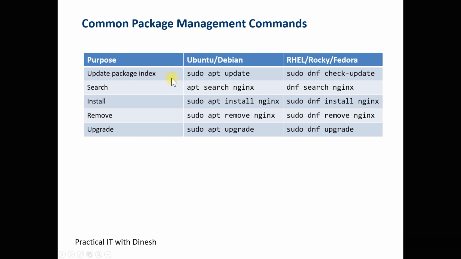Update. It refreshes the list of available packages. Search. It finds software before installing it. Install. Install new software. Remove. Uninstall software you no longer need. Upgrade. Update installed software to newer versions.